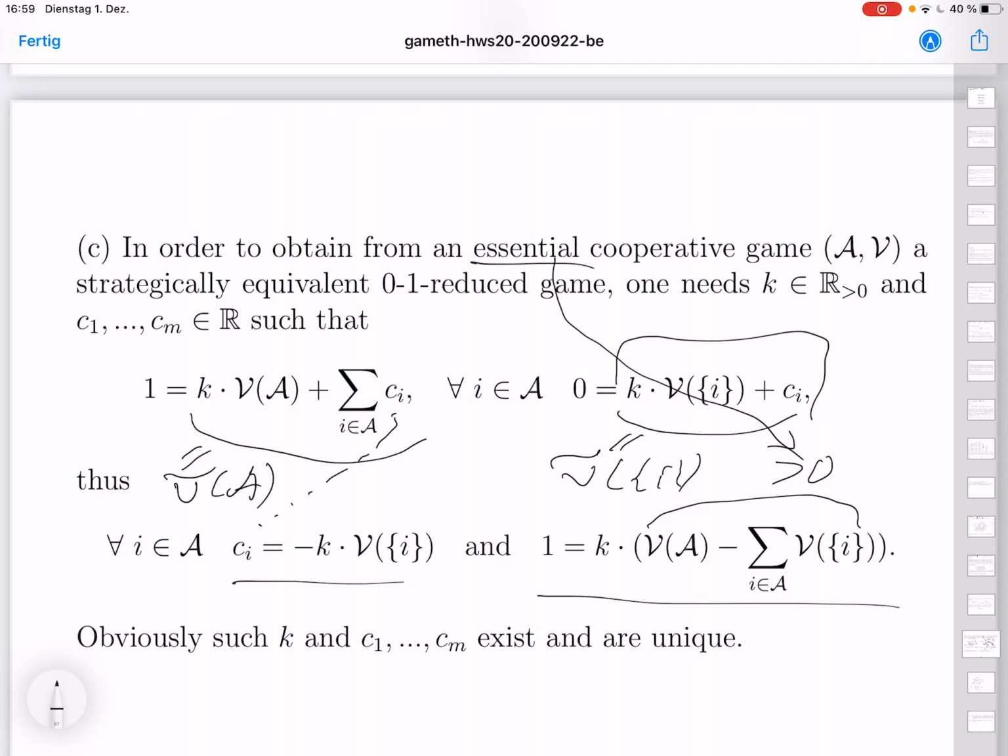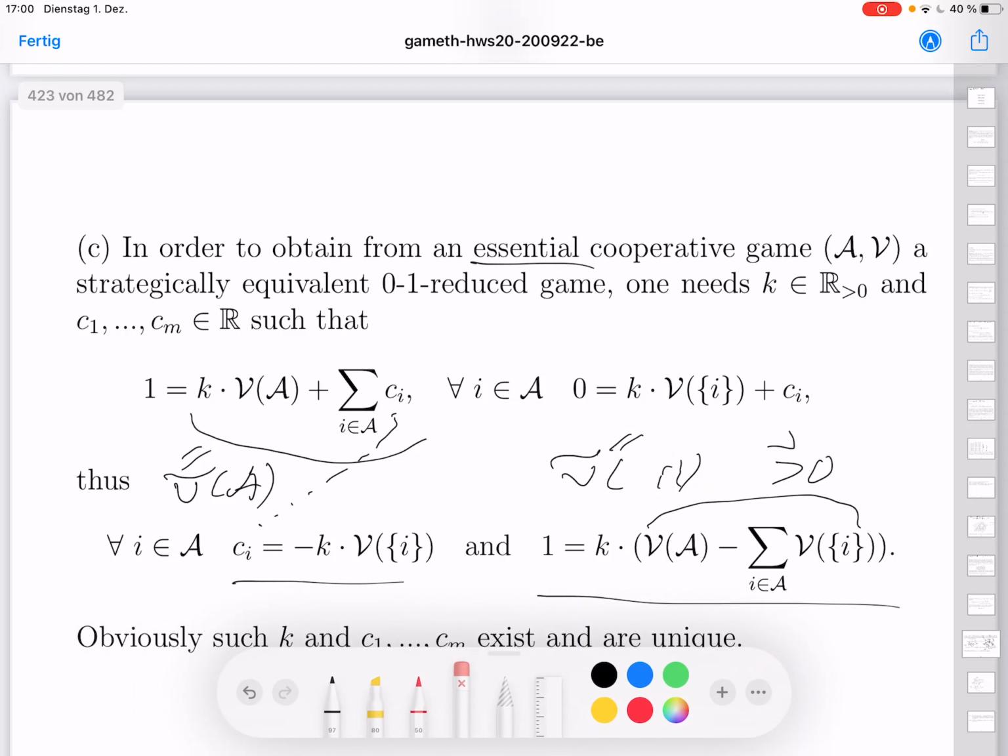So k is fixed and the Ci are fixed, and we see they exist. We have no more conditions. We have conditions which uniquely determine k and the C1 to Cm, but no more conditions. So we arrive at the 0-1 reduced game, and it's unique. So this gives the proof of part C here. Now I want to erase this mess here.